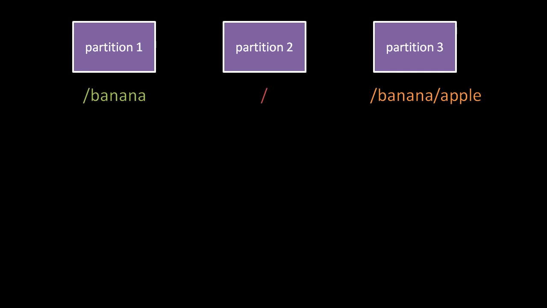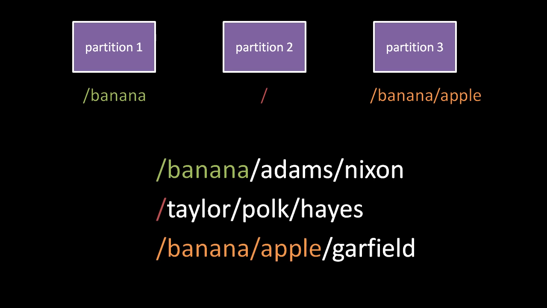So to be clear, /banana becomes synonymous with the root directory of partition 1, such that /banana/apple must refer to a directory apple in the root of partition 1. With these partitions mounted like this, the path /banana/Adam/Nixon now refers to a file or directory named Nixon, listed in the directory Adams, listed in the root of partition 1. The path /Taylor/Polk/Hayes now refers to a file or directory named Hayes, listed in the directory Polk, listed in the directory Taylor, listed in the root of partition 2.